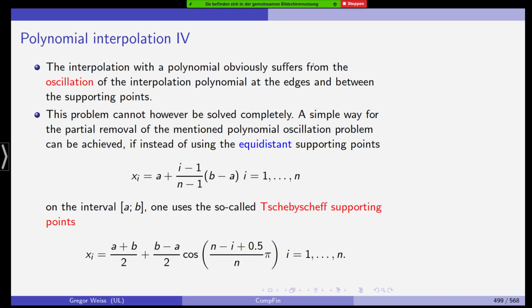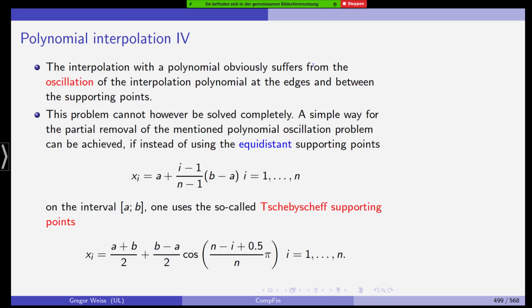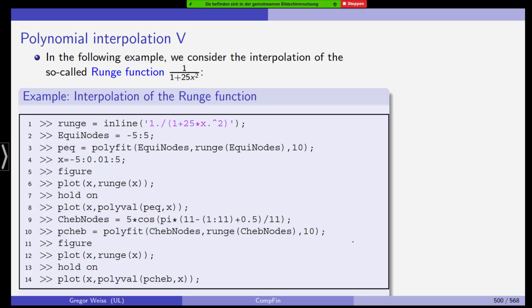This problem cannot, however, be solved completely. You can use a different set of supporting points, of different nodes. You can use a different basis. For example, we can use equidistant points. That was our standard here. Those were equidistant supporting points. Or we can use the Chebyshev supporting points, which are given here. They are slightly different. If we are able to set those supporting points, those nodes, we can do so. Then we should, for example, use the Chebyshev supporting points.